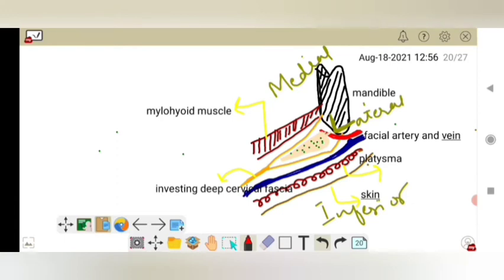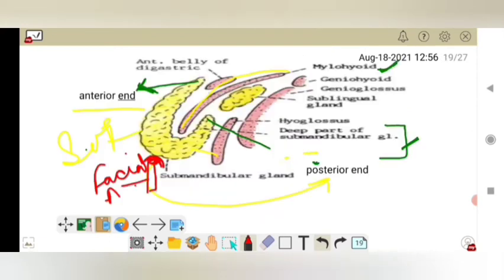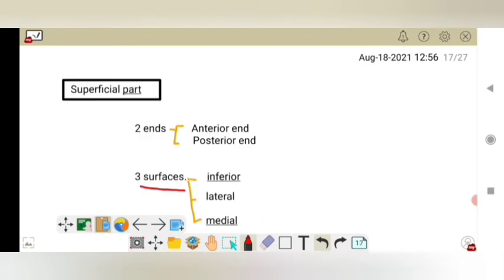Among the three surfaces, investing layer of deep cervical fascia. Now we will see the surfaces. We have two ends, anterior end and posterior end. Anterior end extends up to the anterior belly of digastric and posterior end extends up to the stylomandibular ligament. Now we have three surfaces: inferior, lateral and medial surface.